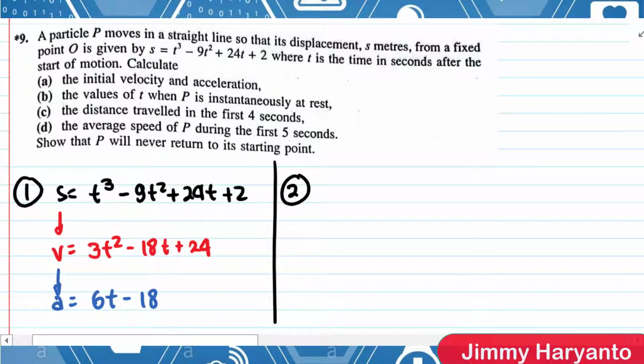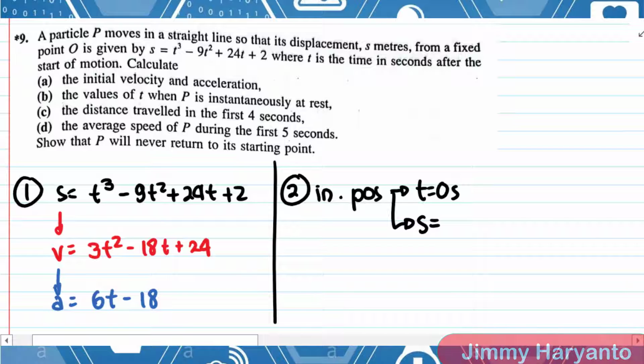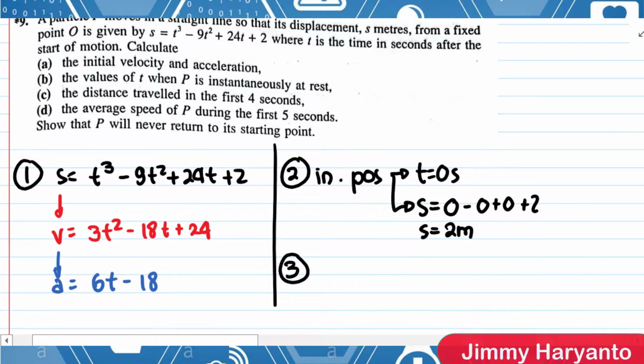Next is the second preparation. It will be the initial position. Initial position happens when time equals to 0 seconds, and when time equals to 0 seconds I can substitute the 0 into the time in the displacement equation. I will have 0 minus 0 plus 0 plus 2, so I will have 2 meters as the initial position. Next is number 3. The preparation number 3 will be instantaneously at rest.